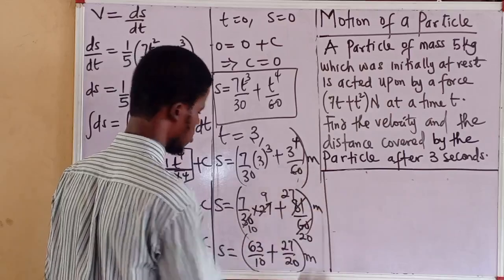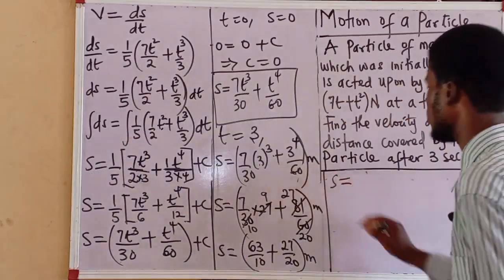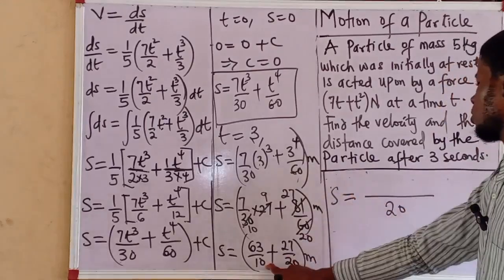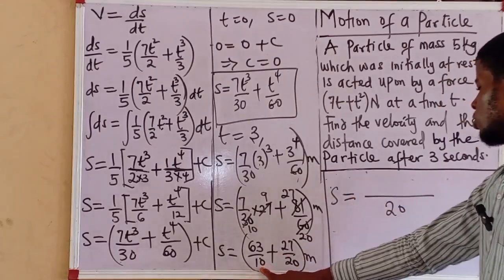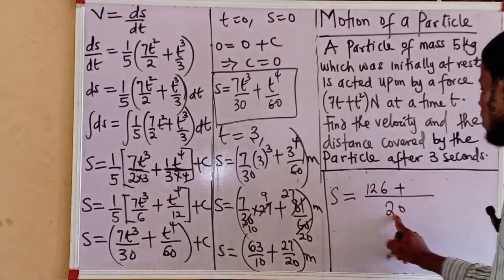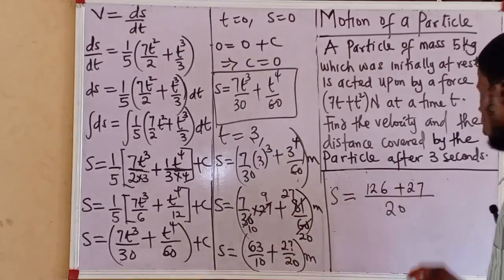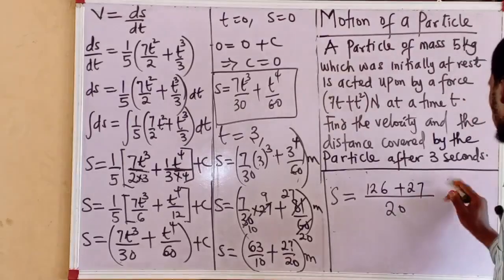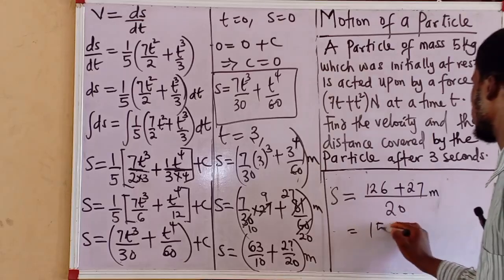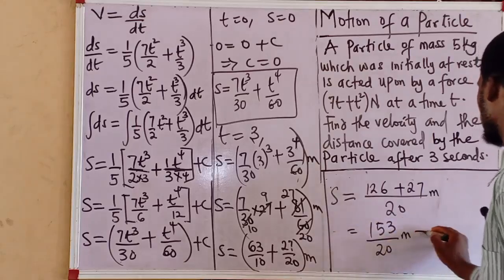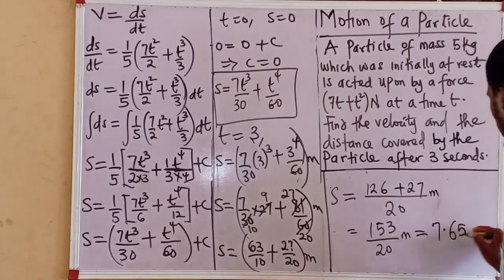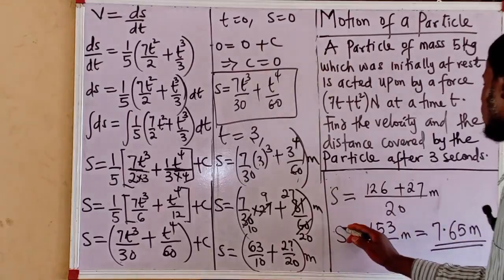Meters. So the distance after 3 seconds is this. The LCM is 20. So 20 divided by 10 is 2. 2 times 63 is 126. 20 divided by 20 is 1 times 27 is 27. 126 plus 27 is 153, in meters. That's 153 all over 20 meters. So if I divide that by 20, I'll get 7.65 meters. So this is the distance covered by the particle after 3 seconds.